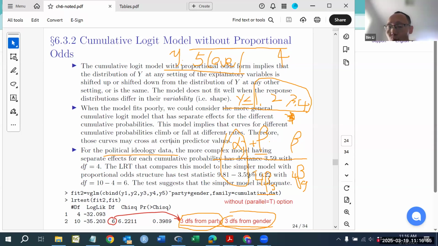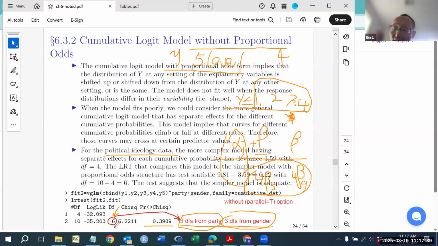So you can see without assuming the proportional odds, we have 3 additional betas for the party and 3 additional betas for the gender. Is that right? So that's why we have 3 from party, 3 from gender. So that's why the difference is 6. Okay, so you can see the p-value is not significant. So for example, if I leave this blank here in midterm 2, I assume you should be able to find out this is 6.